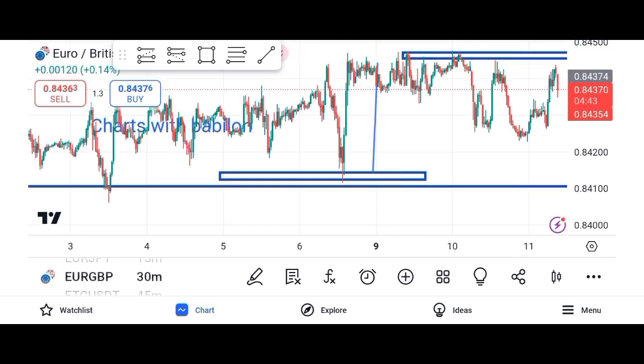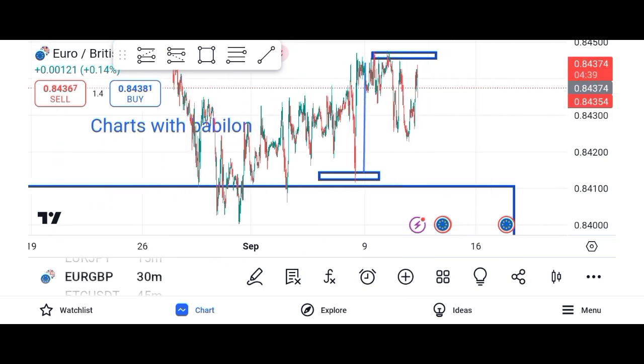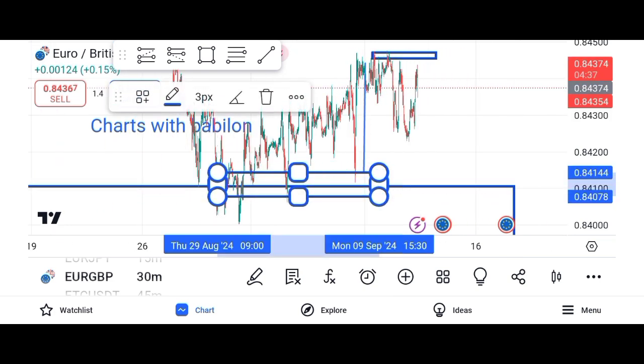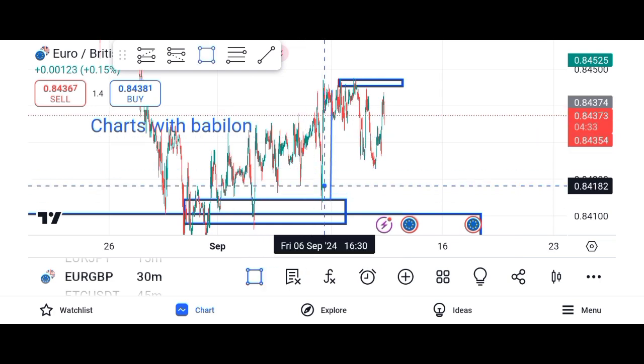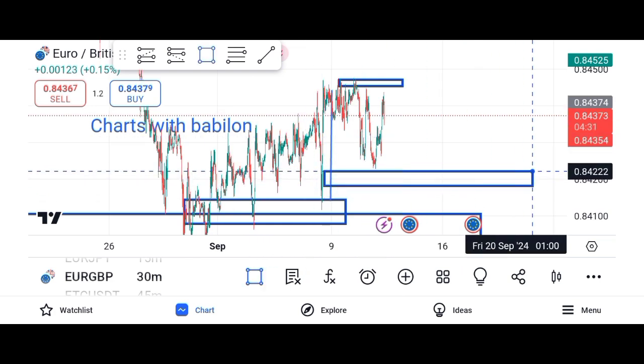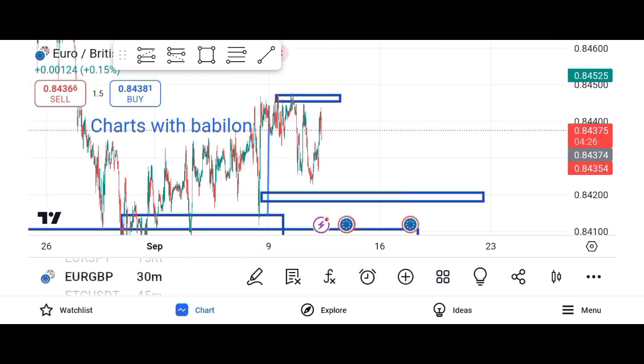You have to start looking at the reaction points of price in the market. You can see that price came up to this point and moved up, came again to this point and started moving up. So I'm expecting price to come down here and start moving up again. So you can see that.